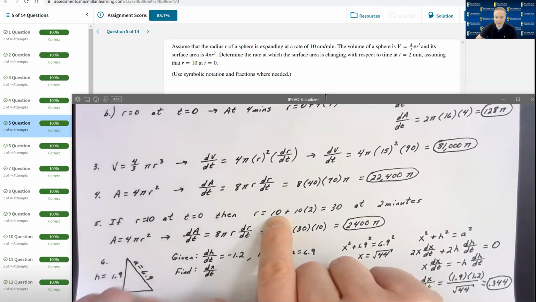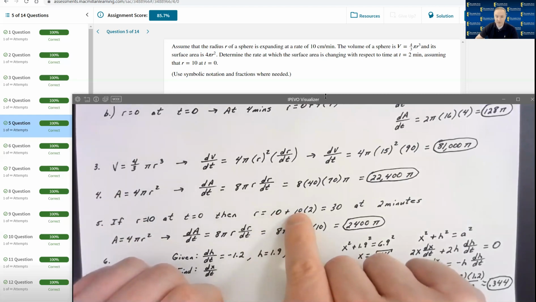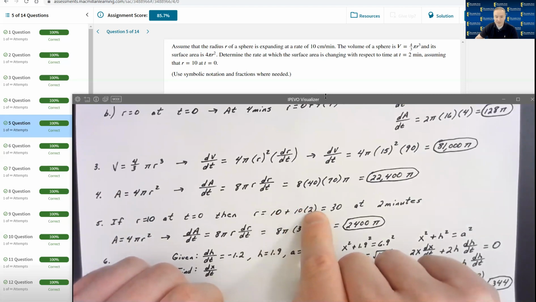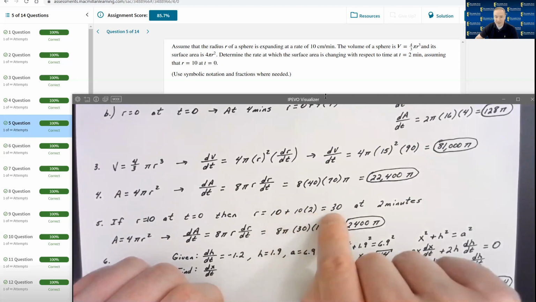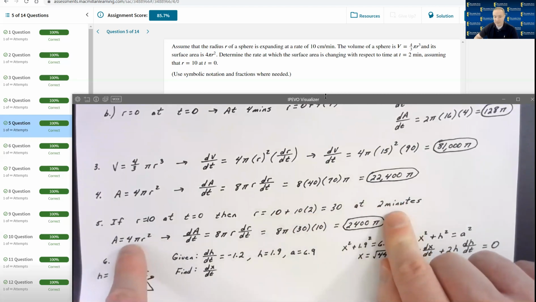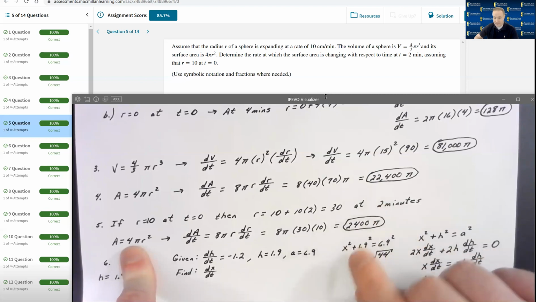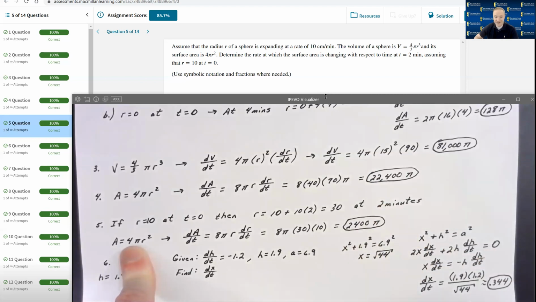Then my radius is going to be the initial radius plus the rate of change of the radius times time. That's going to be 10 plus it's grown 20 centimeters in the 2 minutes. It's going to be 30 centimeters at 2 minutes. Now I plug this into my area function. Actually, before I plug it in, I have to take the derivative, because I'm not trying to find the area at the point of interest. I'm trying to find the rate of change of the area.